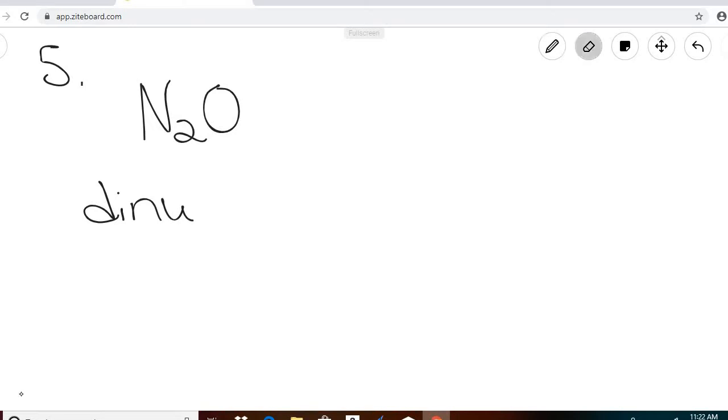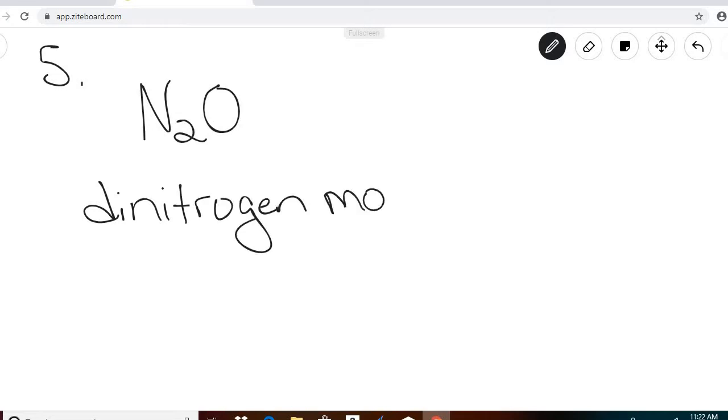Okay, number 5B is this. So we notice first of all that it is covalent, and so we would put a prefix before each word: dinitrogen, monoxide. So we use the prefix mono with the second one, but if there's only one of the first one, we would not use the prefix. So it would be dinitrogen monoxide.